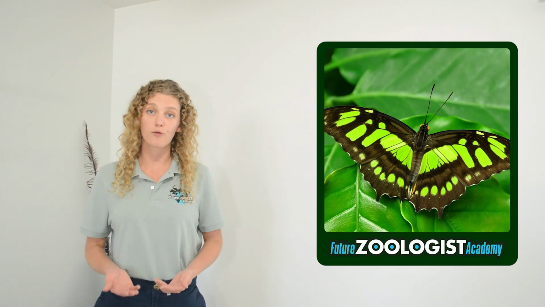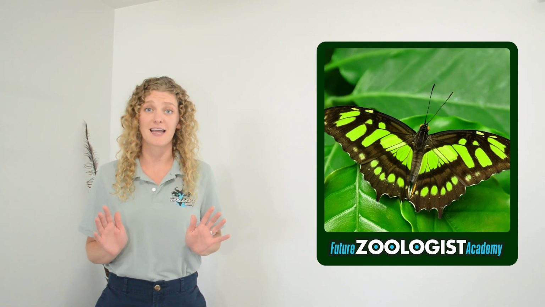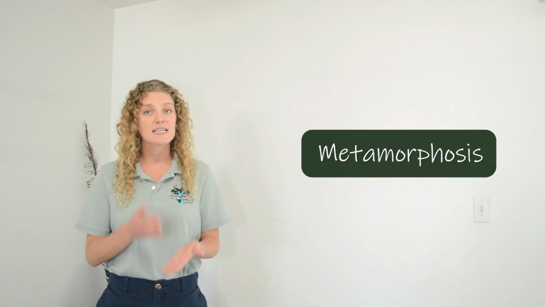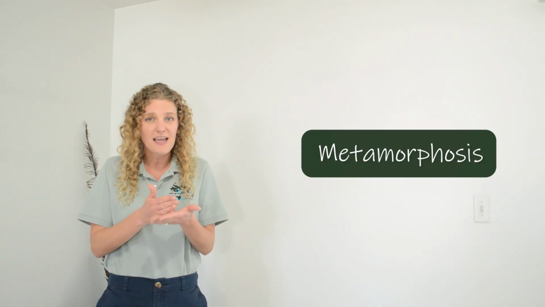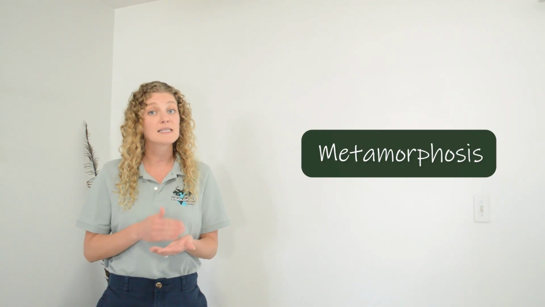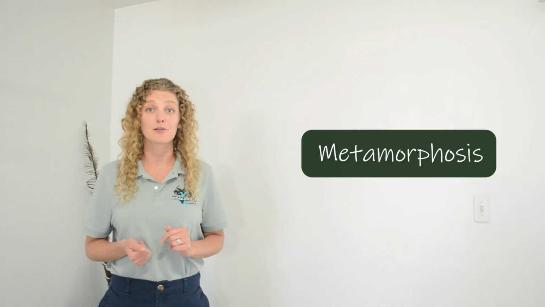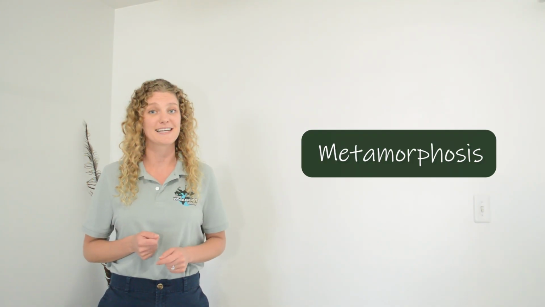As adults, most butterflies have large, colorful wings, but they don't always look like this. Like most insects, butterflies go through metamorphosis. And metamorphosis is a series of distinct phases where the animal looks and acts differently in each phase. Let's go ahead and take a closer look at butterfly metamorphosis.